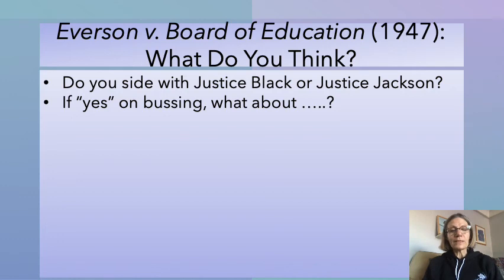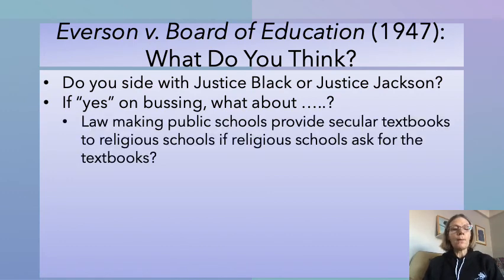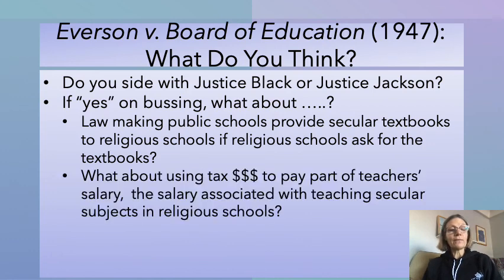But who do you see yourself siding with more, Justice Black or Justice Jackson, who writes the dissent? If you side with Justice Black and say it's okay to provide taxpayer dollars to bus kids to parochial religious schools, how would you feel about laws making public schools provide secular textbooks to religious schools? And so not just busing somebody, but actually saying, hey, school board, you need to use taxpayer dollars, not just for the textbooks for the public schools, but the secular textbooks that are teaching math and science and those sorts of things to religious schools. Would you be okay with that? Or is that going too far? And is that a violation of the Establishment Clause?